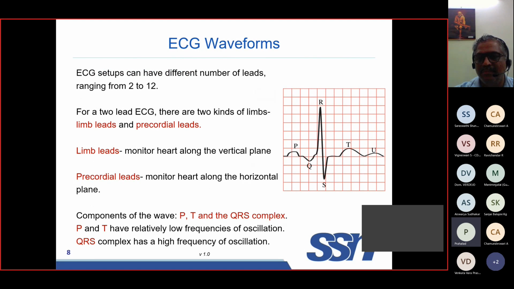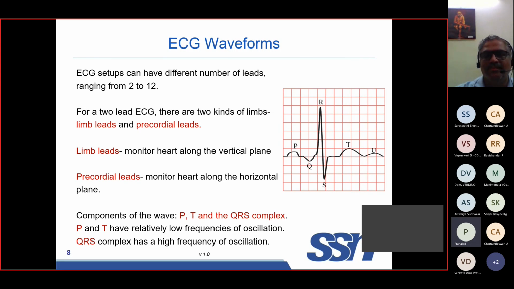ECG setups largely vary. There are different numbers of leads. There can be 2 leads or it can go all the way up to 12. For a 2-lead ECG, there are two kinds. There are limb leads and precordial leads, wherein limb leads monitor the electrical activity of the heart along the vertical plane, whereas precordial leads monitor the heart conditions across the horizontal plane.